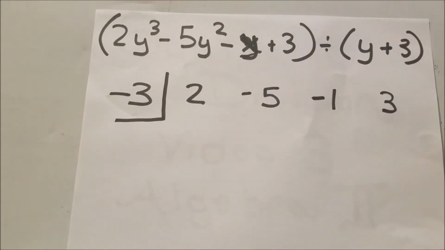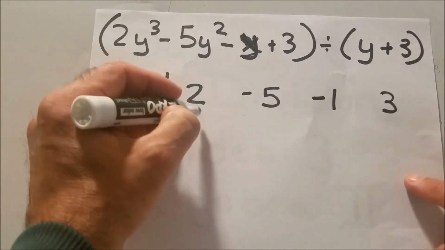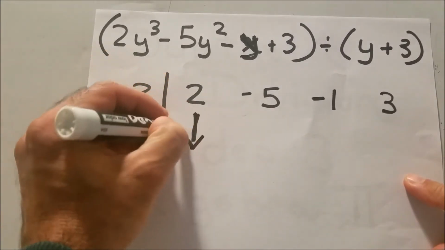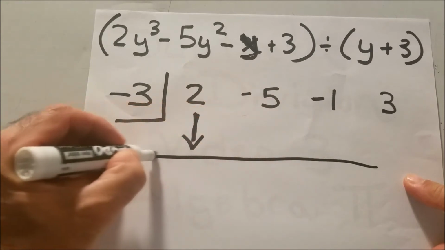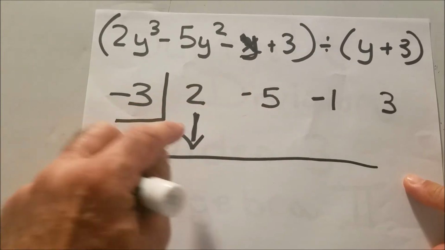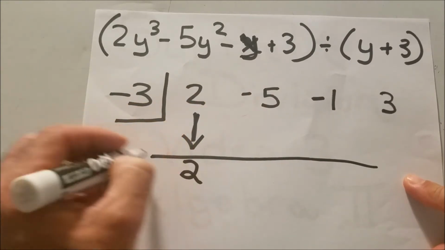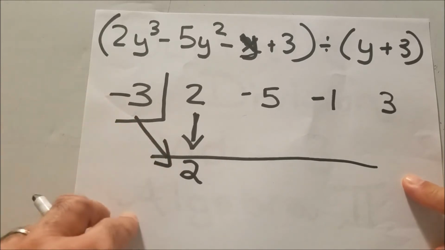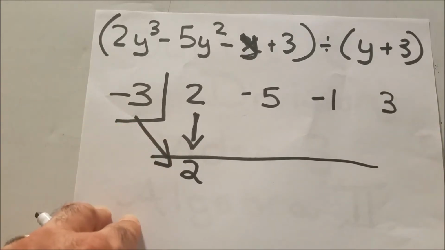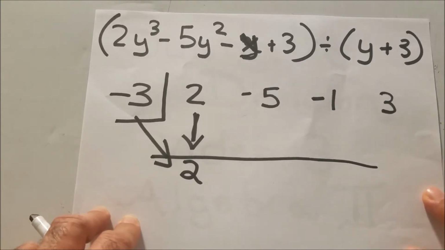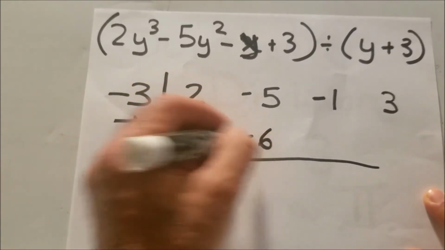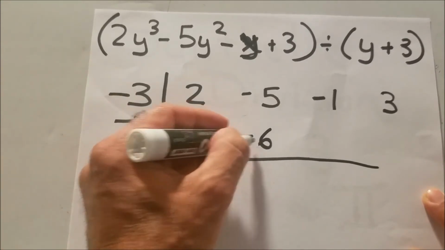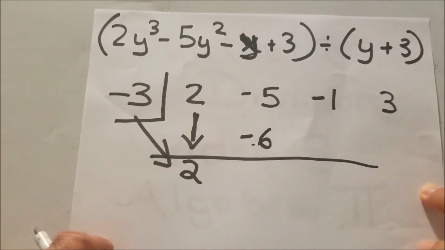All right, so what we're going to do is bring down our 2. That's how we start. We'll put a line here, and we bring down the 2 right here. Then we're going to multiply. So negative 3 times 2 is negative 6. We multiply and bring it up. Multiply, bring it up. That's all you're going to do.